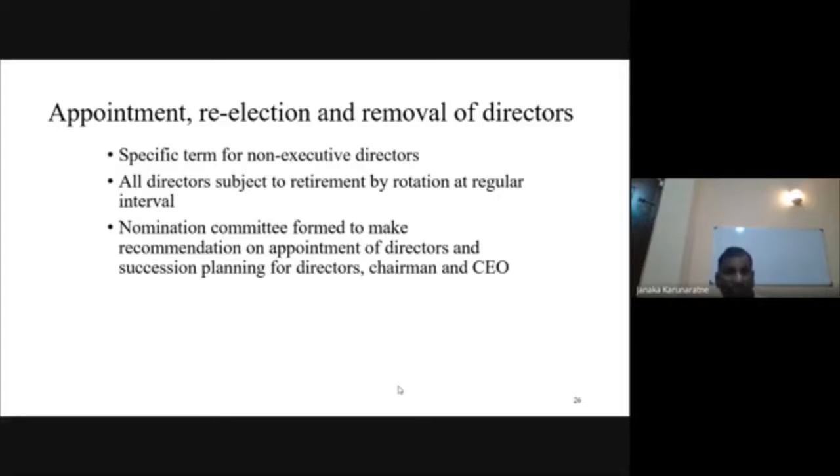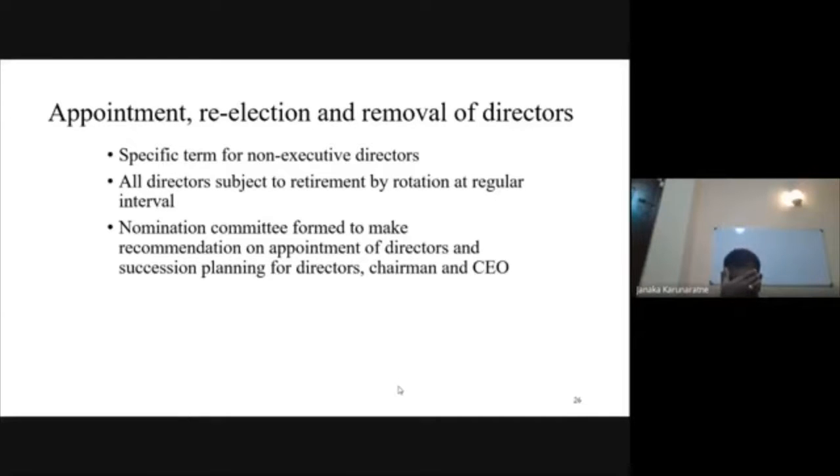Again, a specific term for non-executive directors. Now, if you look at non-executive directors, you must set a specific term. So this is the term you are going to serve, maybe 2 years, maybe 3 years, maybe 5 years, subject to the relevant acts.